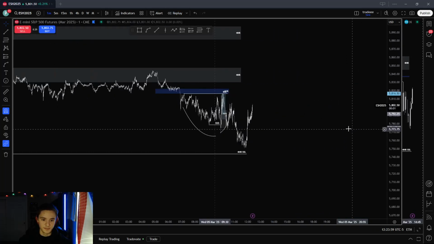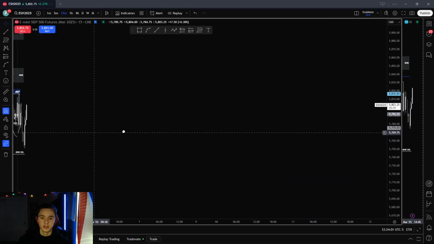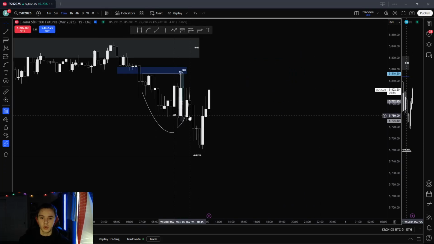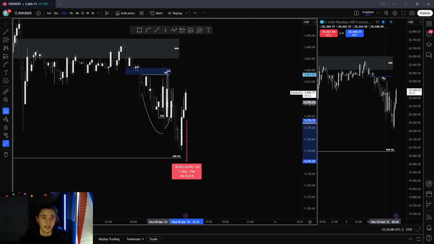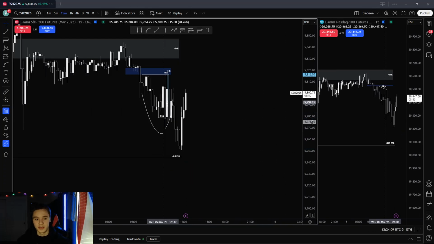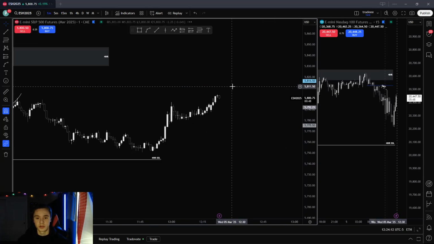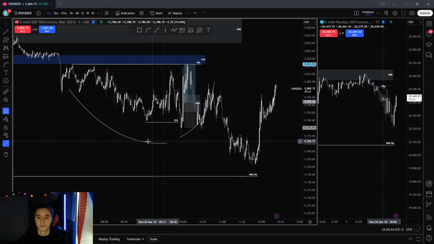I expected this 15-minute fair value gap to potentially hold right here, and then continue lower to this 4-hour sell side. Who knows if we're going to take that or not, but I already caught my piece of the pie this morning on that retracement model. And yeah, man, that's a trade recap for today.